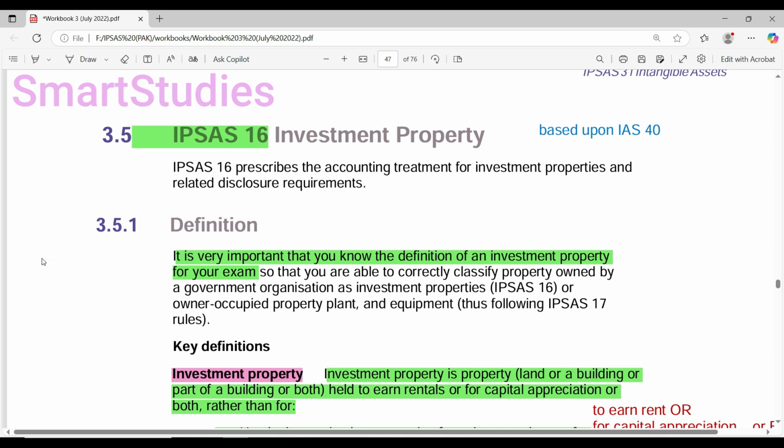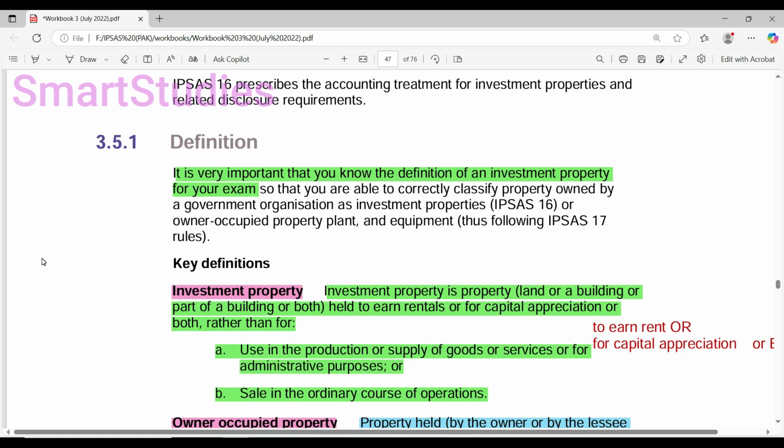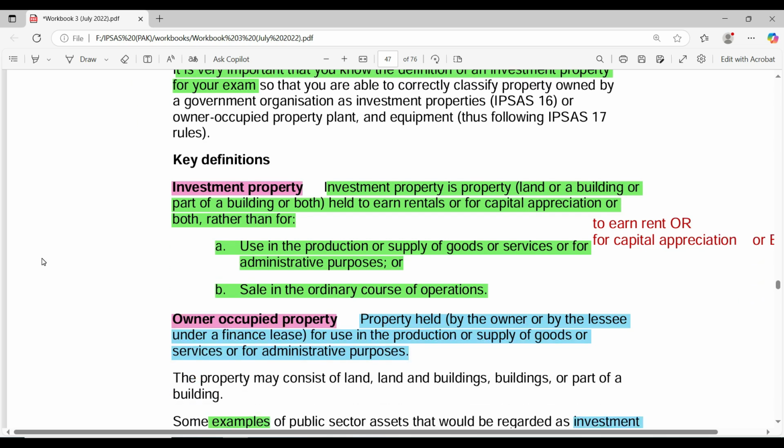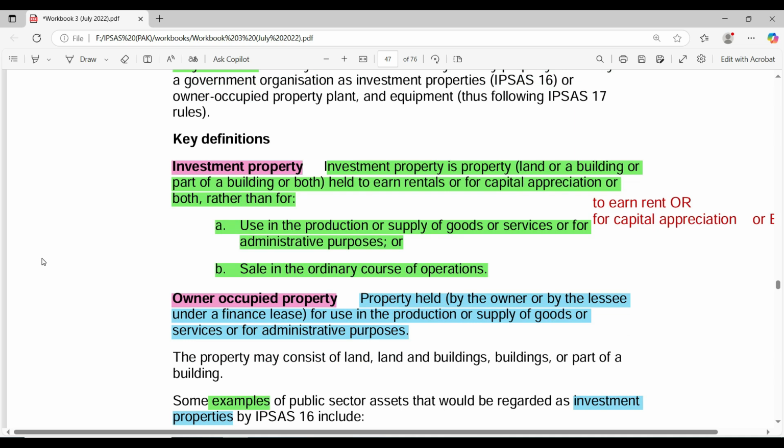First of all, we study the definitions. According to IPSAS, it is very important that you know the definition of an investment property for your exams. Exams mean your diploma exams or any other exams. Basically, in this IPSAS, the key point is to differentiate between investment properties and owner-occupied properties. If you are able to differentiate between these two definitions, this leads towards the finalization of your coverage of this IPSAS 16.